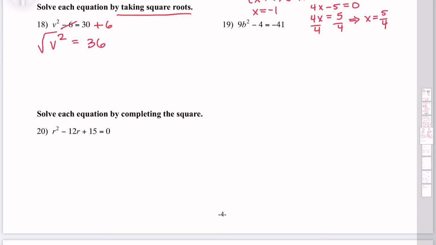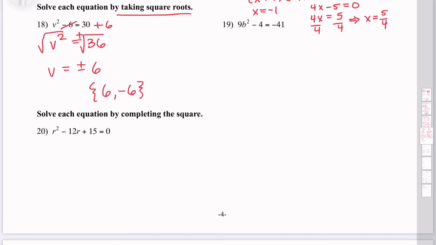Anytime you square root, make sure you put a plus or minus in front of that number, leaving us with v equals plus or minus the square root of 36, which is 6. So we have two answers, one at positive 6 and one at negative 6.